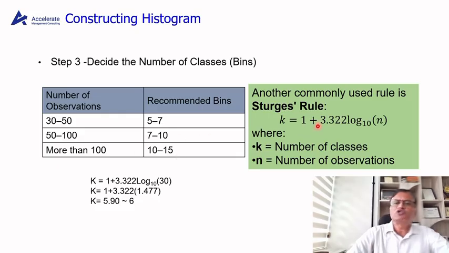However, there is also an equation called Sturges' rule, which is k is equal to 1 plus 3.322 log 10 of n, where n is our number of data points. Based on that, when we calculated using our data set of 30, the k value comes to 5.9, which is approximately 6. So we are taking 6 as our number of bins.